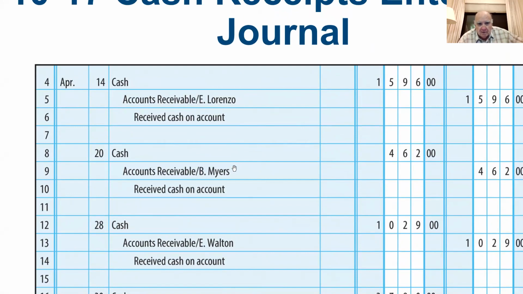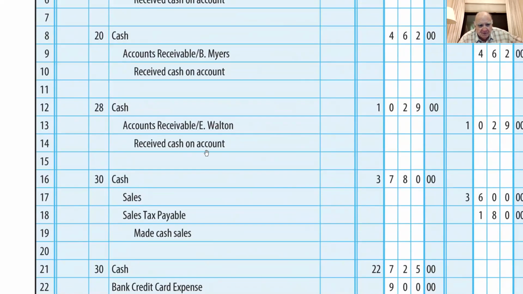Same thing here. Brenda was nice enough to pay the entire bill. We debit cash and we credit accounts receivable. Walton, the same exact thing. She paid us, we reduce accounts receivable.